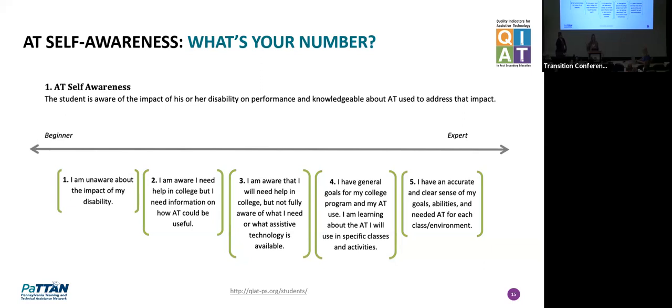All right. Four, we're getting towards that expert level. I have general goals for my college program or my work setting and my AT use. I am learning about the AT I will use in specific classes and activities or employment settings. Okay. The rest of you, I'm hoping everybody raises your hand because I did not see a lot of hands. All right. I have an accurate and clear sense of my goals, abilities, and need for AT for each class or environment. Oh my gosh, you guys. All right, we have two more slides like that. Be brave. It's okay. We're here together.